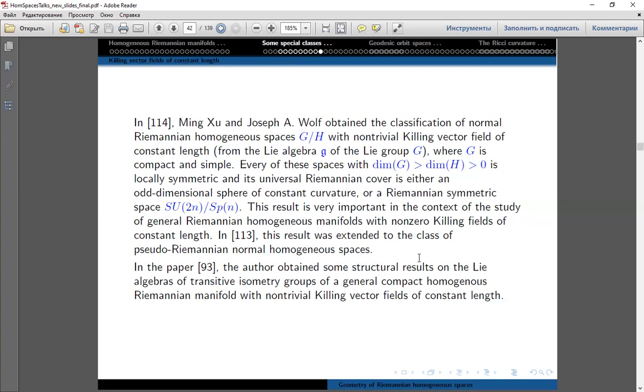But in any case, this result is very important in the context of the study of general Riemannian homogeneous manifolds. But in fact, we have no serious results in this direction now. But it should be quite interesting. This result for normal Riemannian homogeneous spaces, but not only Riemannian, also pseudo-Riemannian, was considered in the next paper by Xu and Wolf. You can see it in the references.